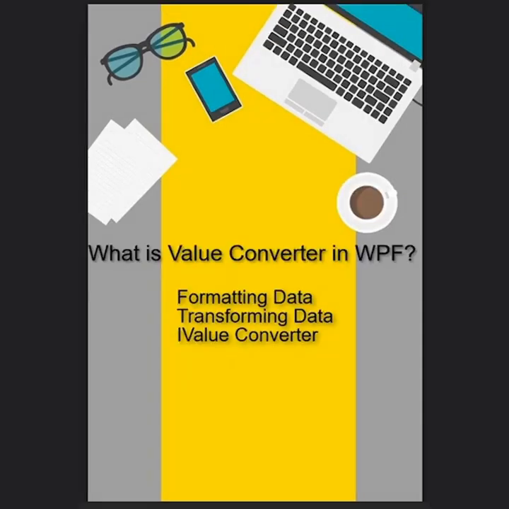Value converter in WPF. Value converters in WPF allow you to convert data before displaying it in the UI, perfect for formatting or transforming data during binding. For instance, you can convert a boolean to a visibility value or format a number. To create one, implement IValueConverter and handle the conversion logic. It's a powerful way to tailor how data is shown without changing your data source.